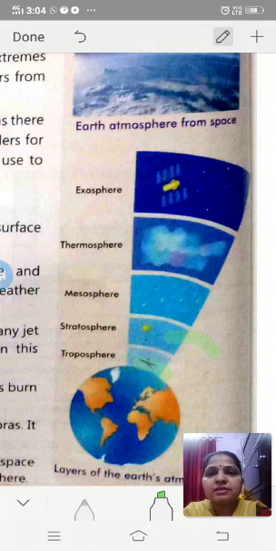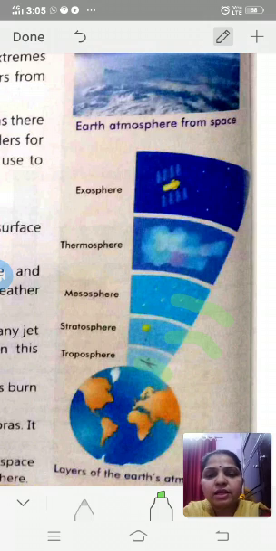The third layer is the mesosphere. Meteors or rock fragments burn up in this layer. This is the reason they do not reach the earth. They burn up in this layer.